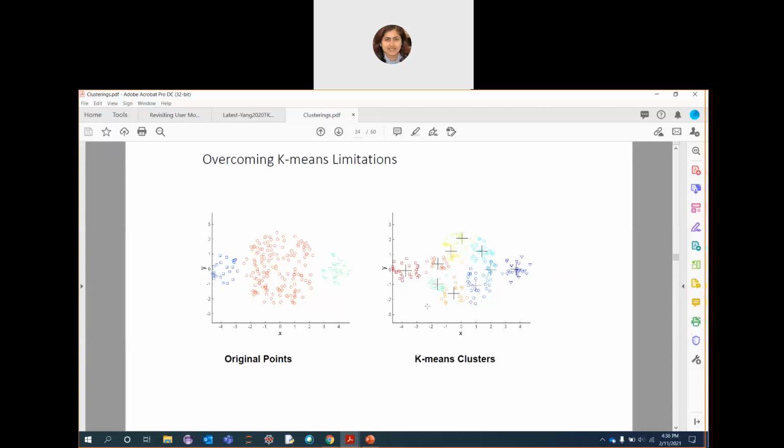So this is all about your K-means algorithm. Next class, I will start with hierarchical clustering.